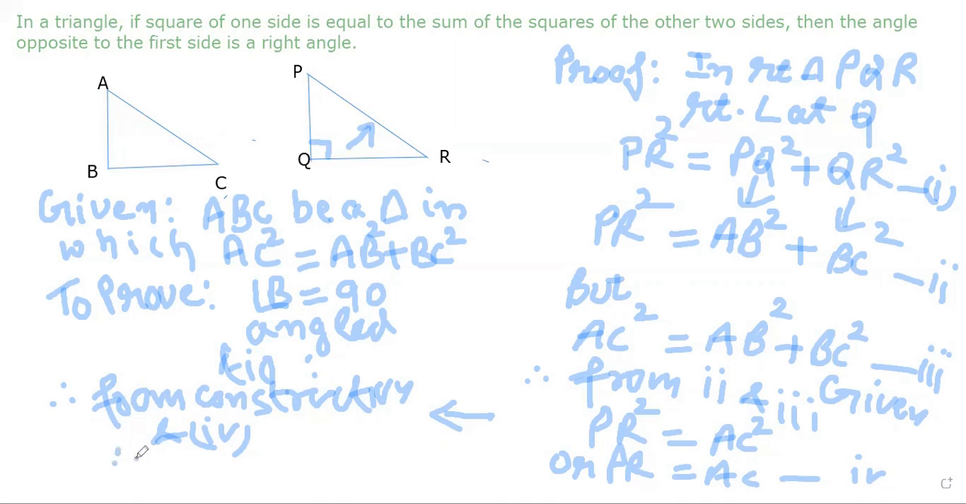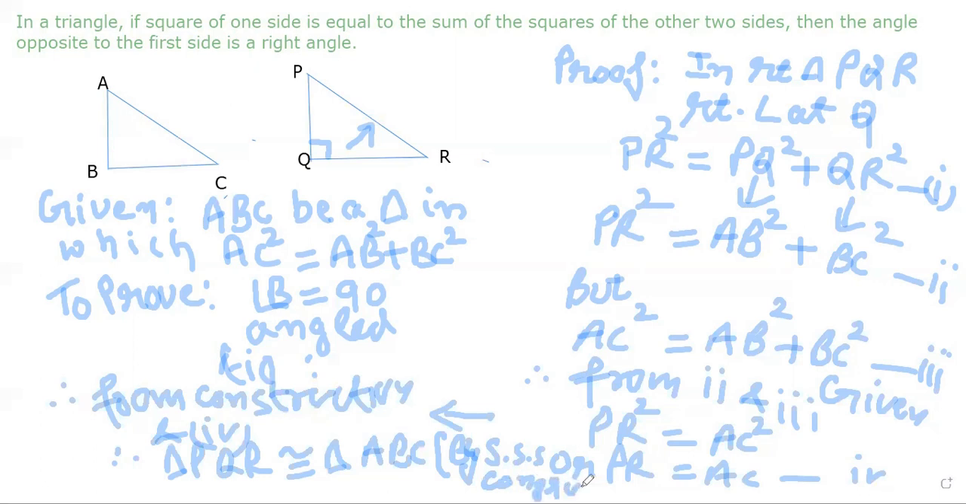We can straightforwardly write here triangle PQR is congruent to triangle ABC by SSS congruence rule. When two triangles are congruent, remember the corresponding parts of the congruent triangles are always equal. As a result, we can write angle Q is equal to angle B. Since angle Q was equal to 90, therefore angle B is equal to 90 degrees.